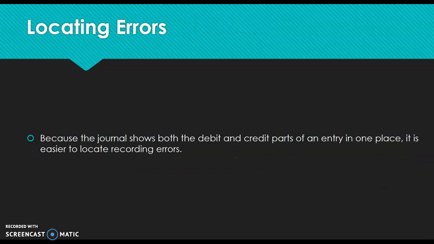And also locating errors, because the journal shows both the debit and credit parts of the entry, it's easier to locate a recording error. If you post it to the ledger improperly, it's easier to come back to the journal and find out what happened and to track it down.